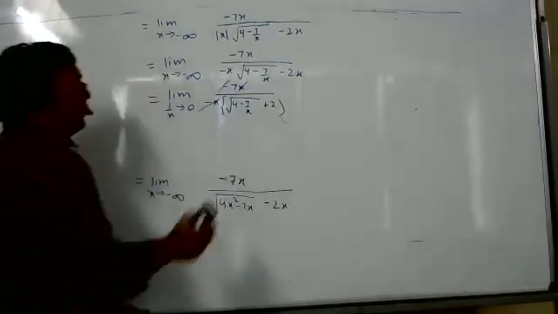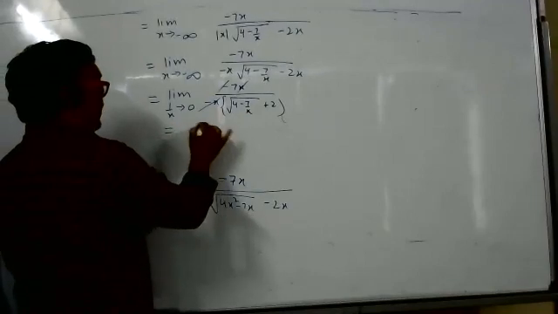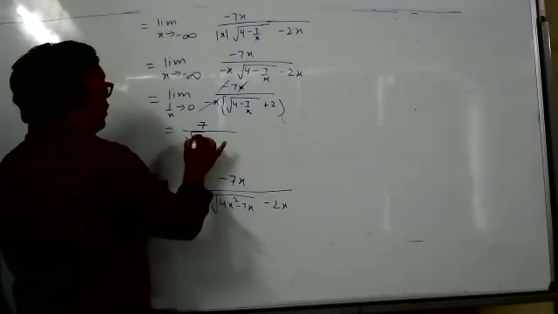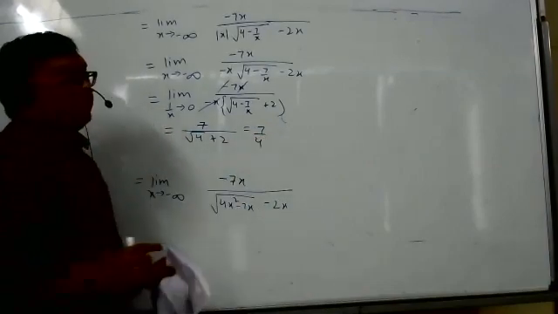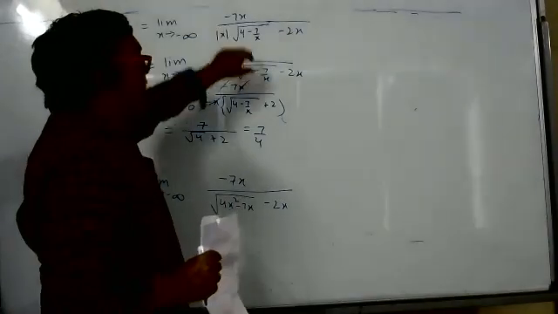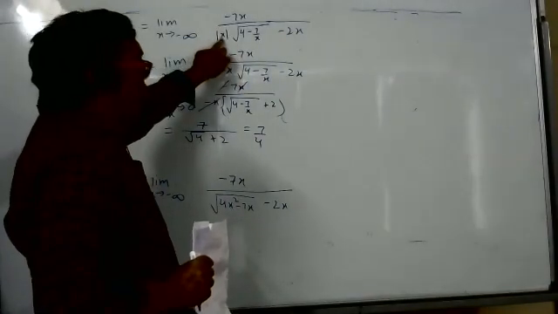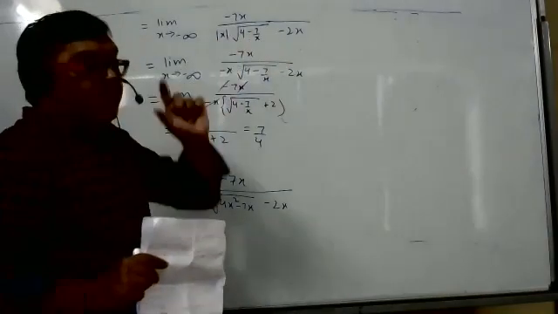So what am I going to get? 1 by x is 0, so I will get 7 by root 4 plus 2, that is 7 by 4. This is the answer. The other day we made a mistake. Here we wrote x and cancelled it, but it should not be x. It should be mod x, because as a whole, when we take the root, it should be positive.